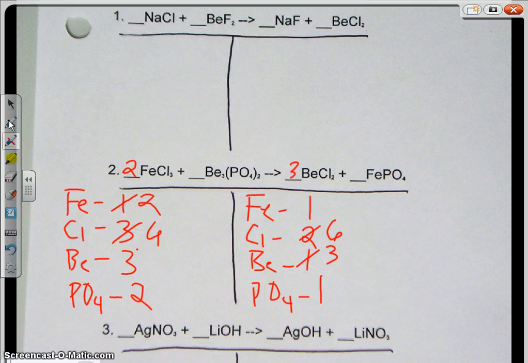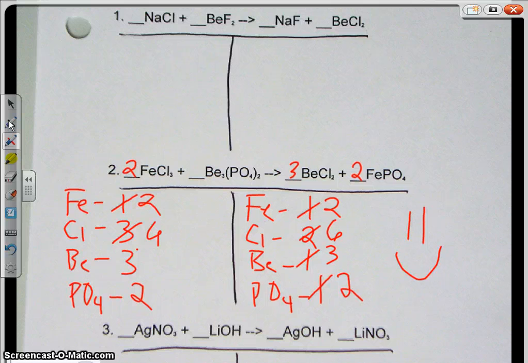Now, if we go over here, let's balance out our irons. If I put a 2 there, to match that 2 here, that changes that to a 2. But don't forget, it affects everything after that. So it changes this PO4 from having 1 PO4 to 2 PO4s. And take a look at that. That balances the equation. Okay? Remember, you've got to use the PO4 as its own single unit.